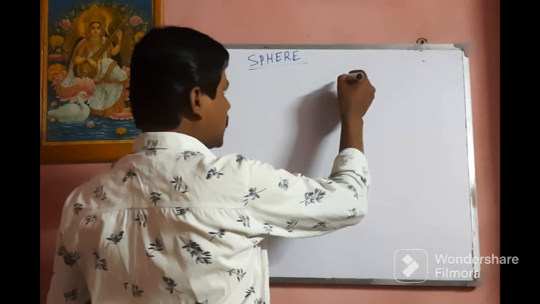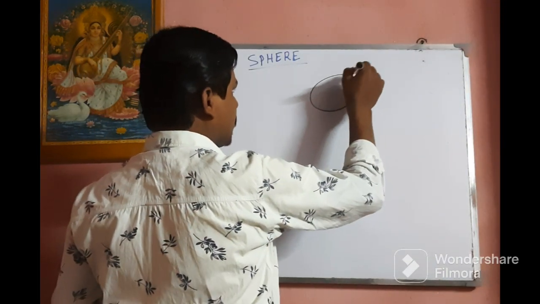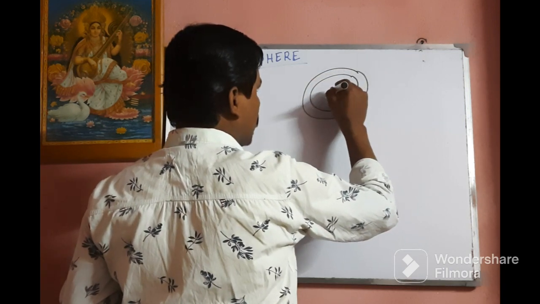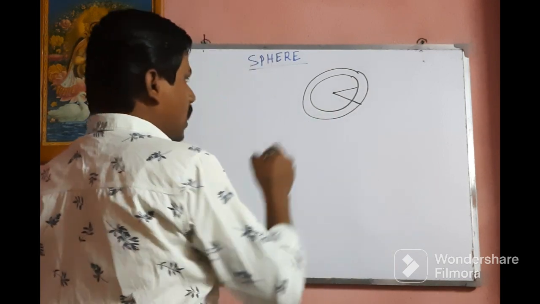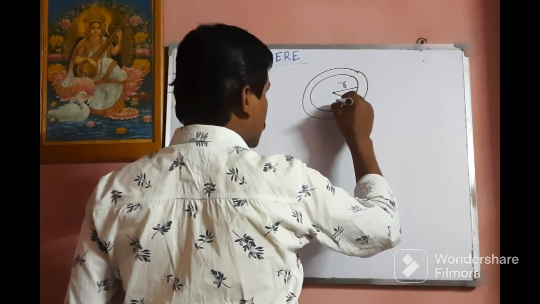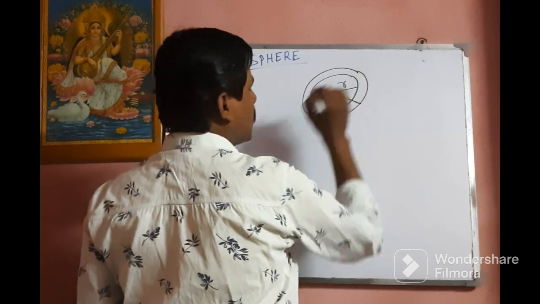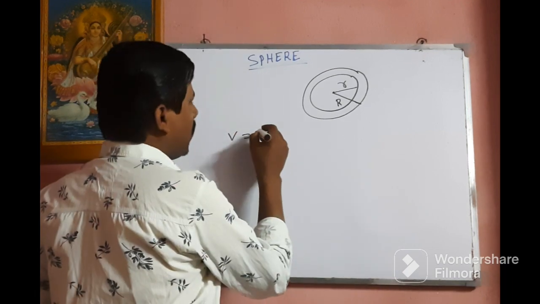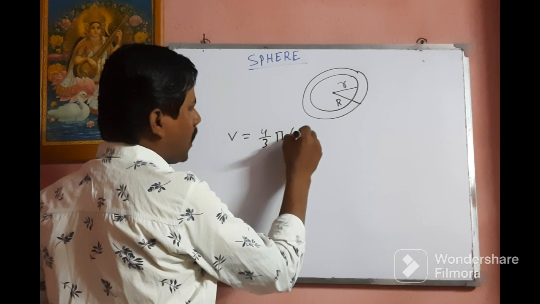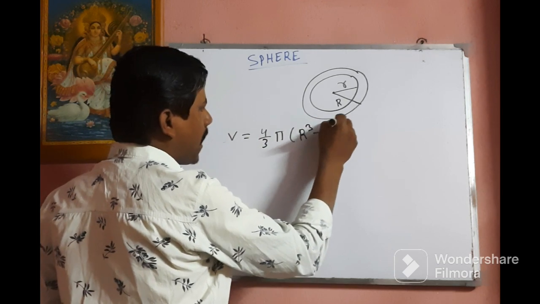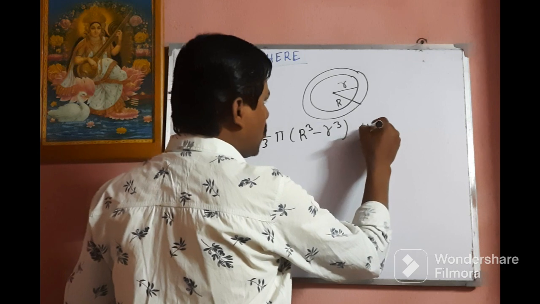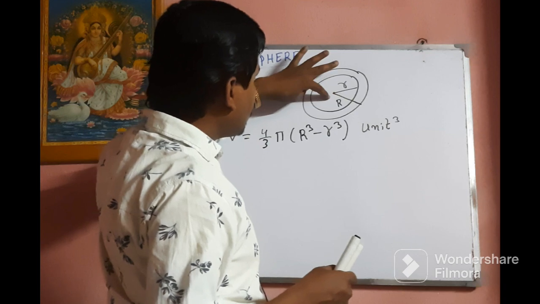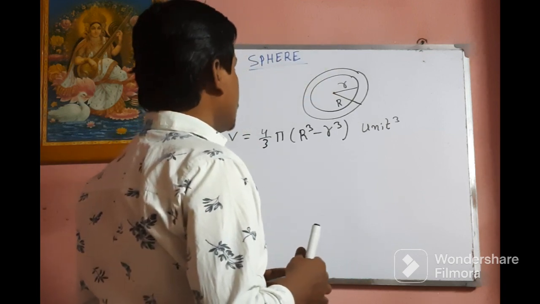If the hollow sphere is there, that is, there is an inner and outer radius of the sphere. Inner radius is smaller r and the outer radius is a capital R. Then the volume will be 4 by 3 pi, capital R cube minus small r cube, and this will be the unit cube, where capital R is the outer radius and small r is the inner radius of the hollow sphere.